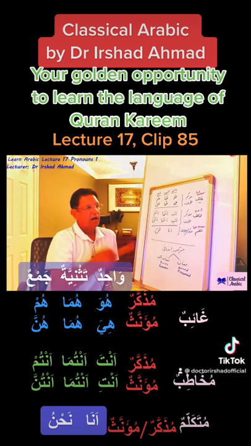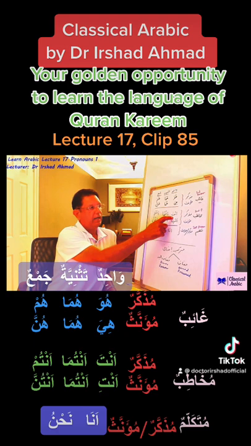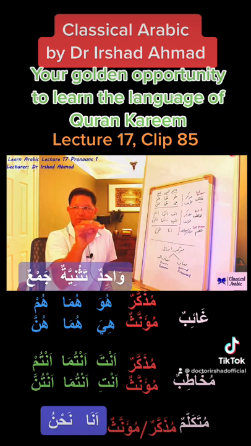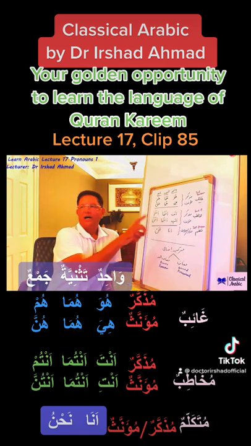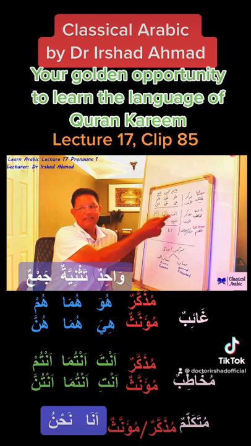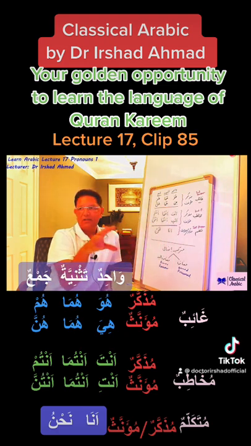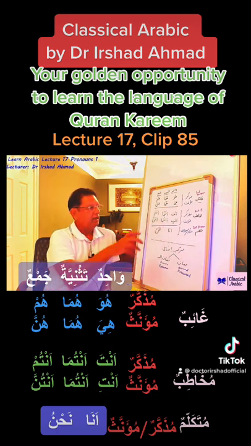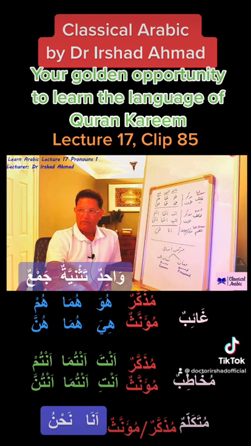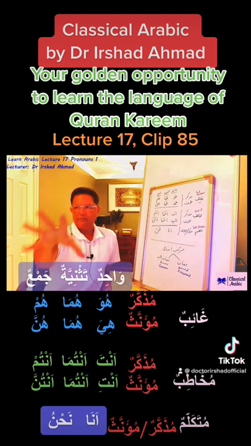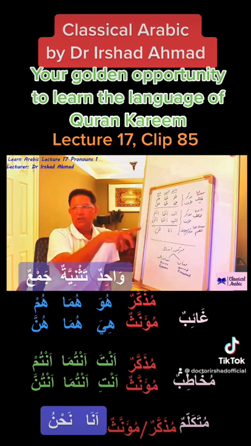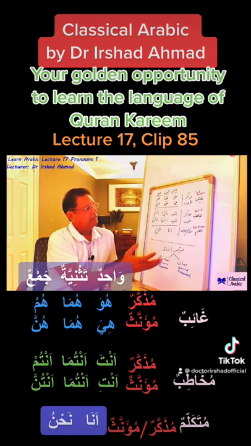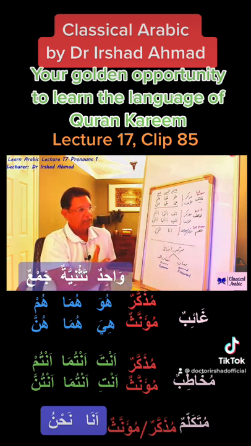So that's anta, you, one man, antuma, you, two men, antum, you, all men. And anti, there's a minor difference here really, anta and anti. Anti, you, one woman, antuma, you, two women, and antunna, you, all women. So if there's a group of women, I'm talking to women only, then I will say antunna.